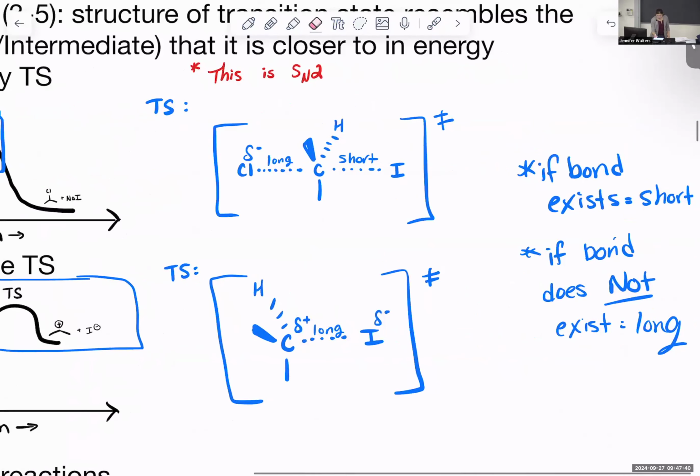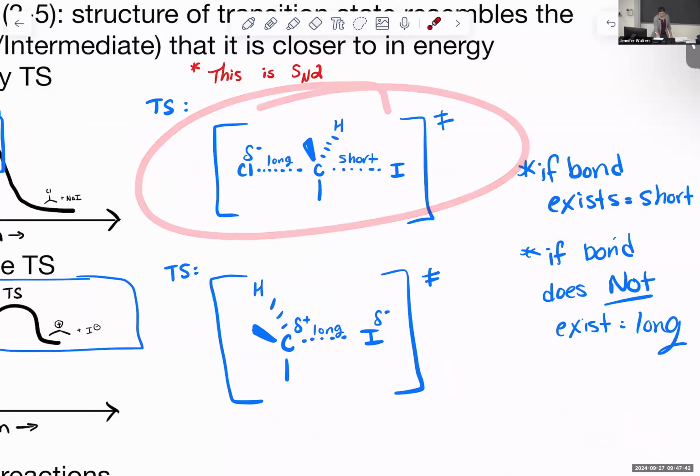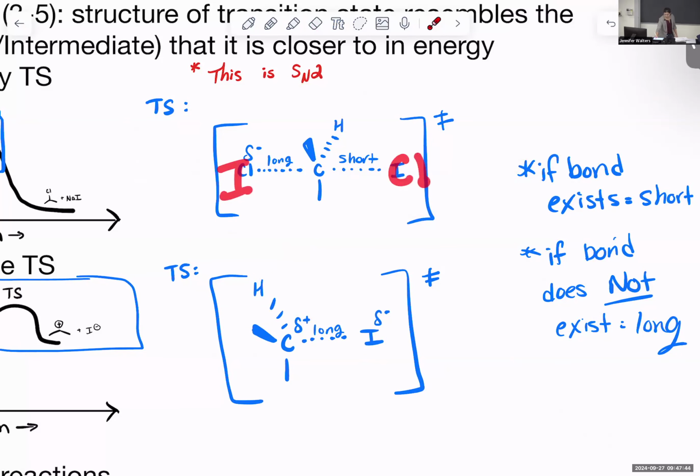It could be, yeah, so this could be the mirror image of this. Iodine could have been over here, chlorine can be over here. It's just then you would have your partial negative with the chlorine, and your long and short labels would switch, so that then this would be long and this would be short. Yeah, it could absolutely be the other way. You can draw it in any direction. It's the relative location that is most important.